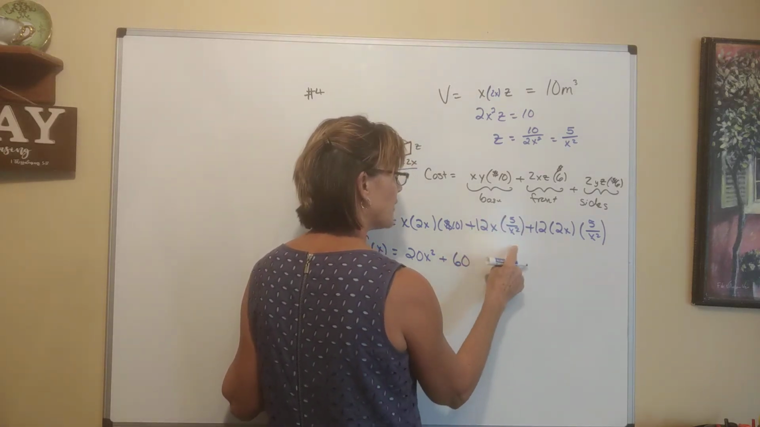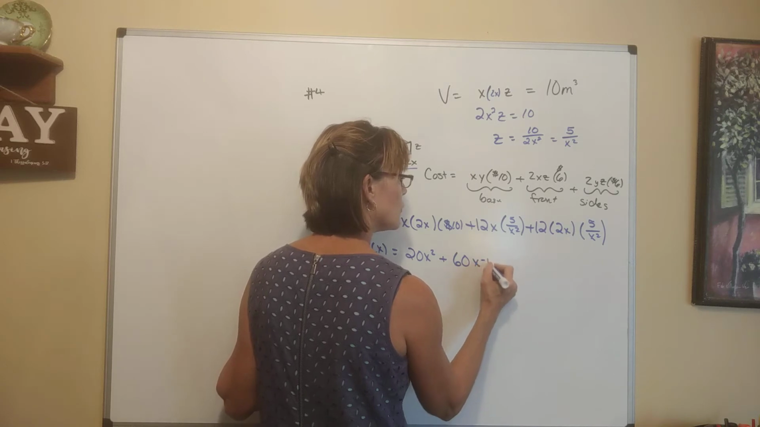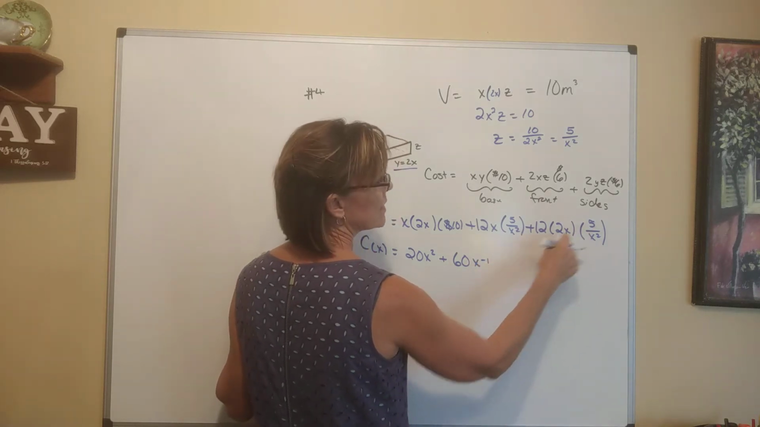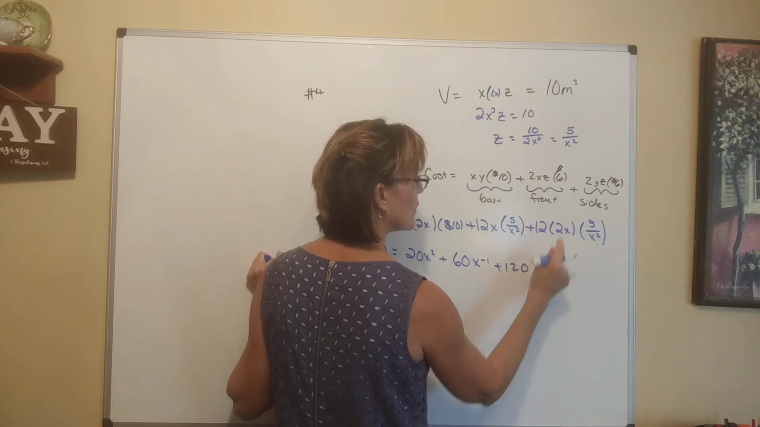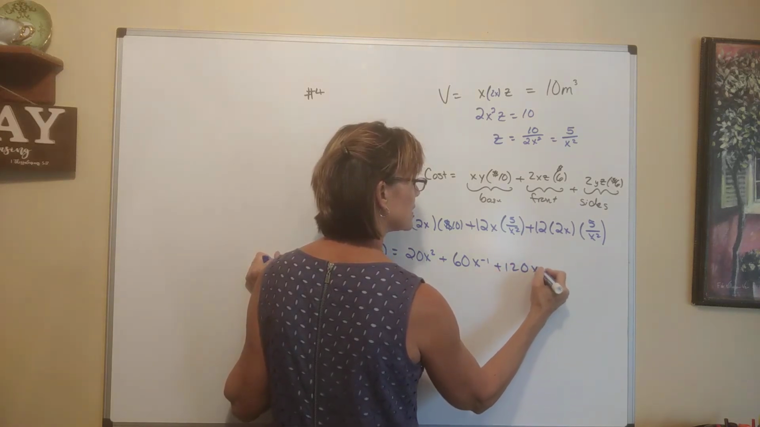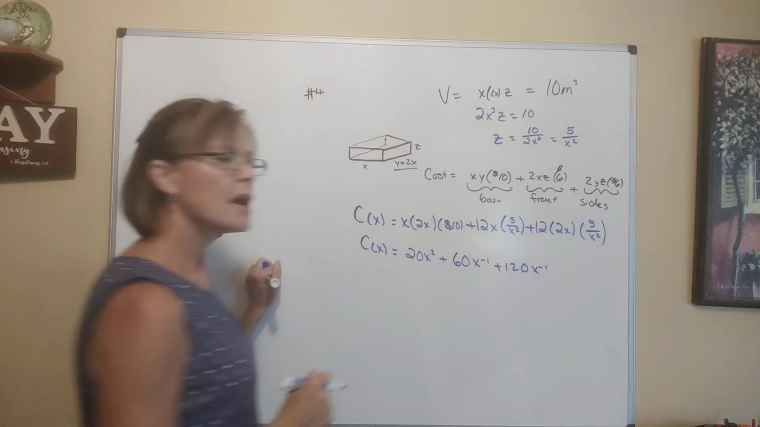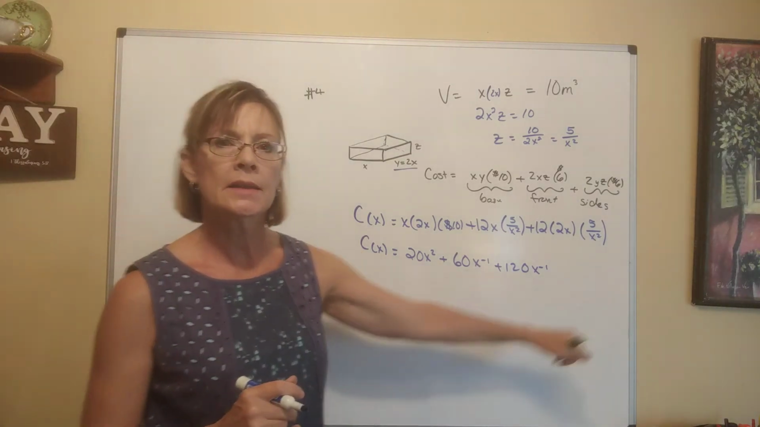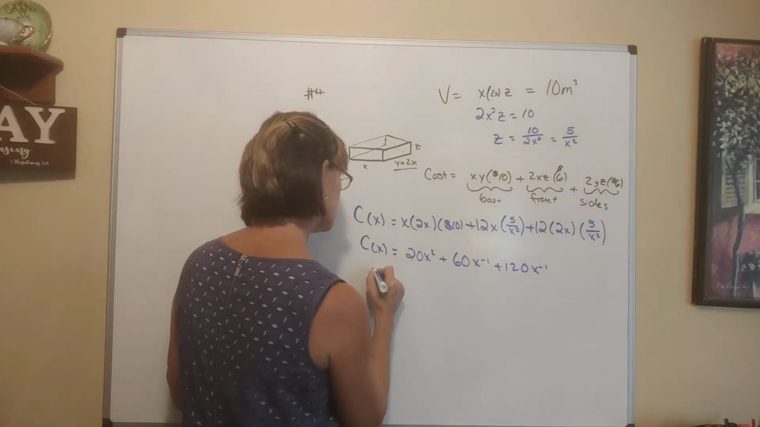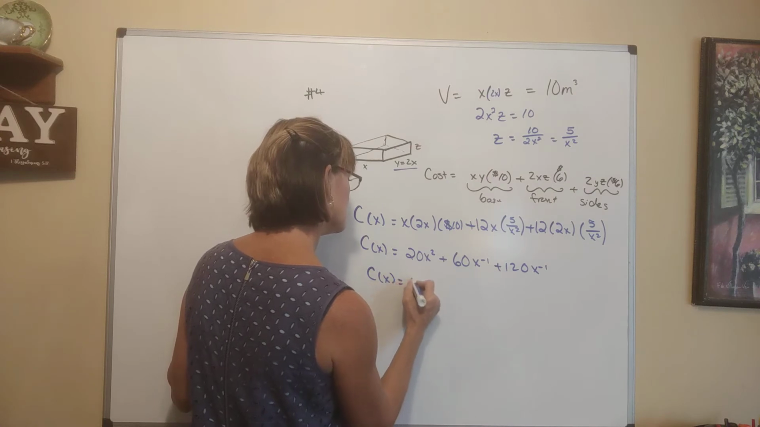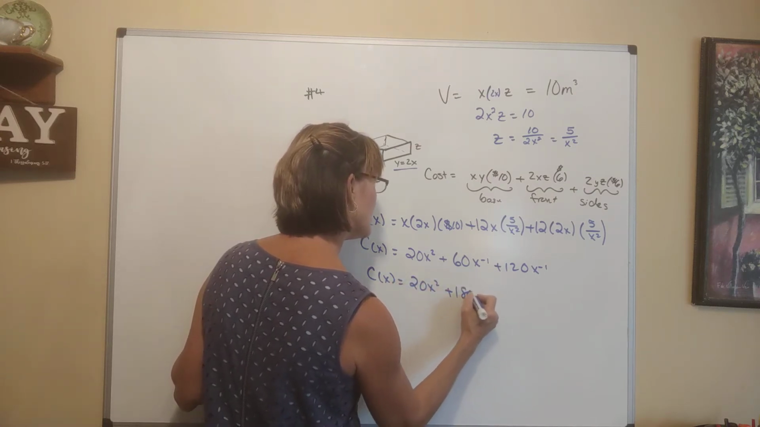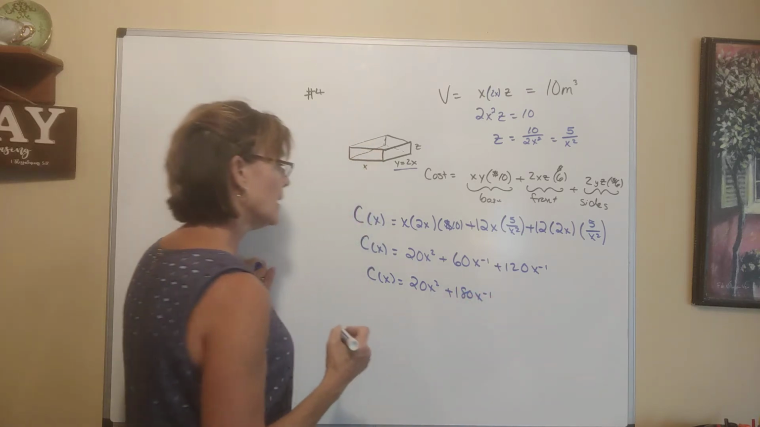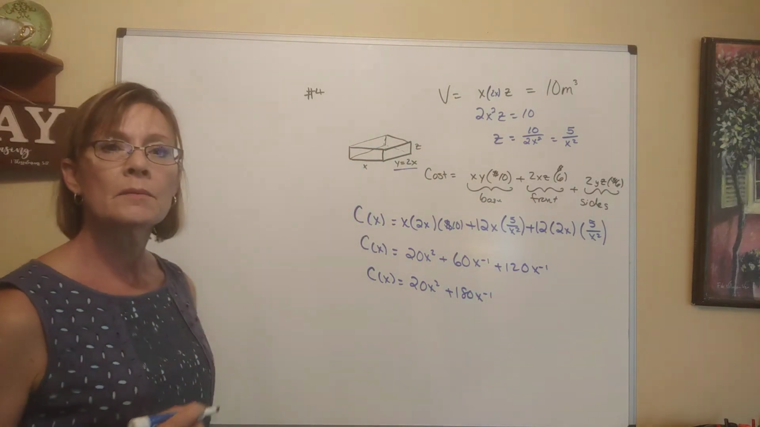And then we have an x divided by x squared. This is x to the negative 1. And then we have 10 times 12, which is 120. We have an x divided by x squared, which is x to the negative 1. Okay? So now these are like terms that can be combined. Let's combine those guys. We get the cost equation is equal to 20 x squared plus 180 x to the negative 1. All of that was just cleaning up my cost equation.